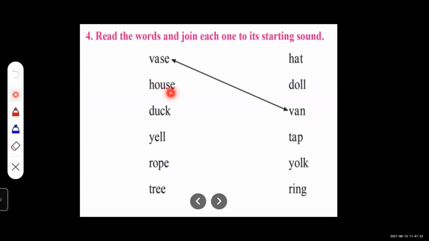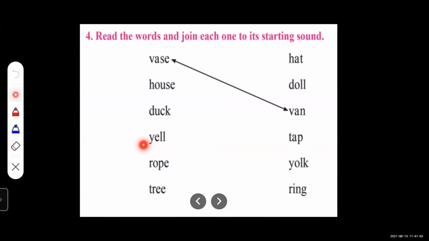House. Yes. Hat. Very good. The sound is H. Okay. Next. Duck. We can join duck with? Anybody know? Doll. Very good. The duck is joined with doll. The starting sound is duh. Very good. Now next one.